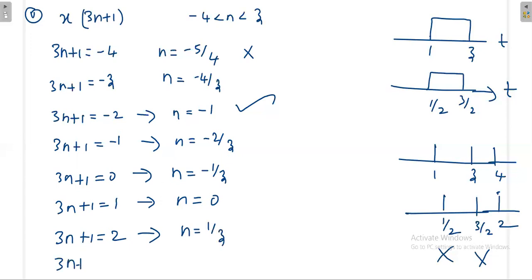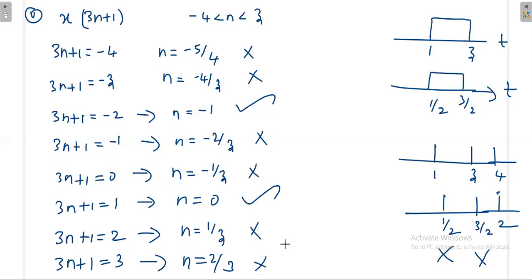3n plus 1 equal to 3, again n is equal to 2 by 3. So we are getting only 2 valid samples, and all the remaining are invalid. So we only have to do this operation: identify the original value at n is equal to minus 2, then map it to n is equal to minus 1. Similarly, identify the original value at n is equal to 1, and map it to n is equal to 0.